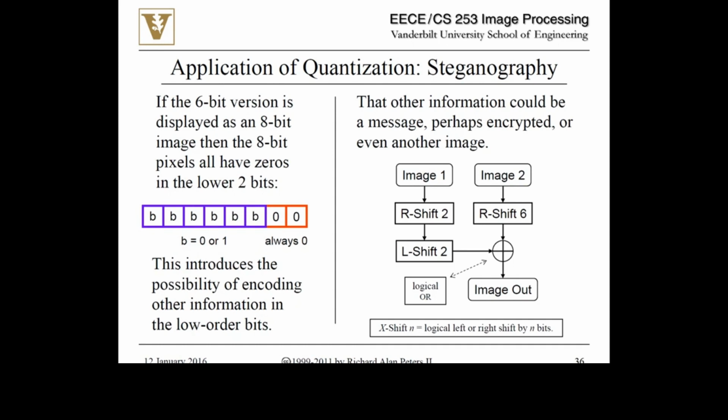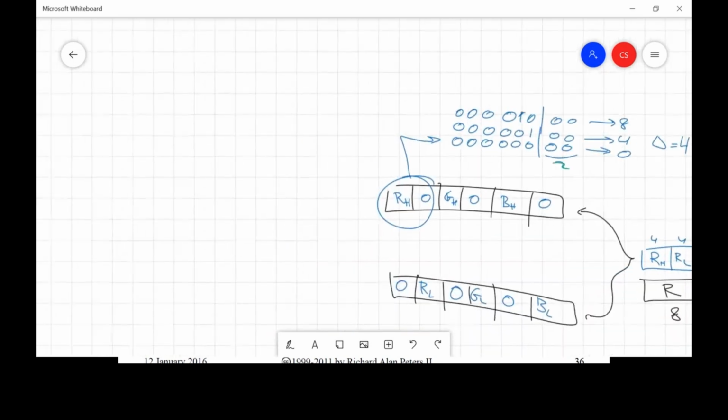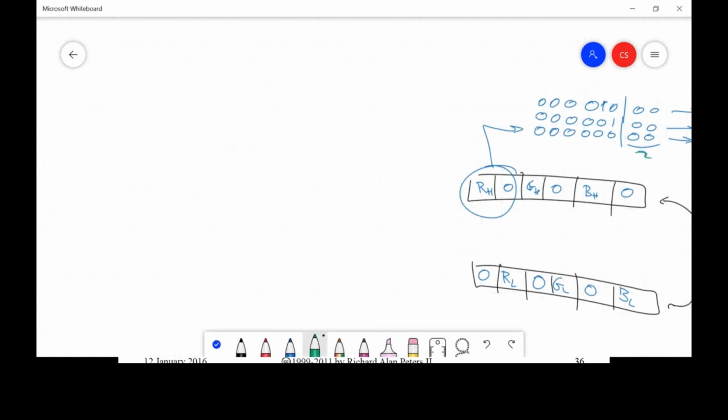Now I can think of the following. Now I understand: if I have an image, the most important information is in the high bits. That is where most of the information is. The most important bit is the first one, the second most important bit is the second one, and so on. So I can do the following. What if I have 2 images? Let me represent it only for one of the channels. This will be the red channel.